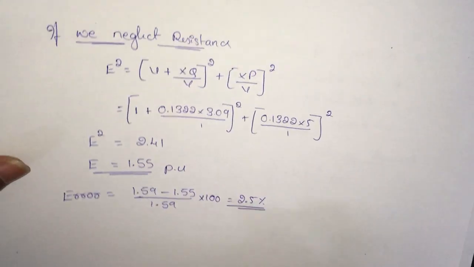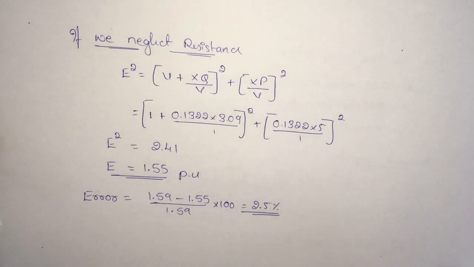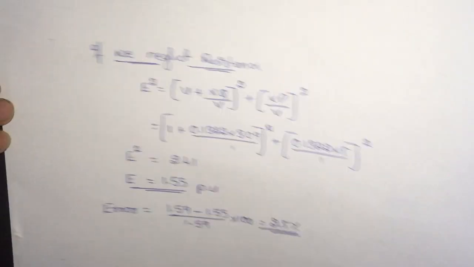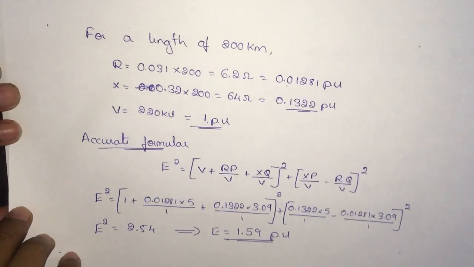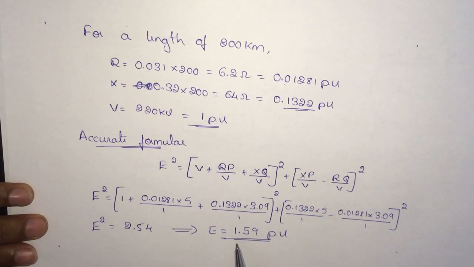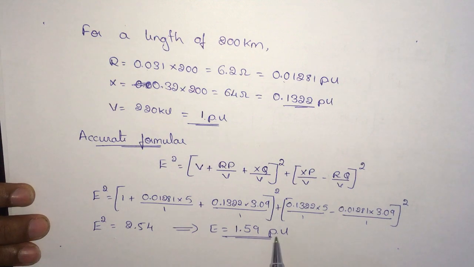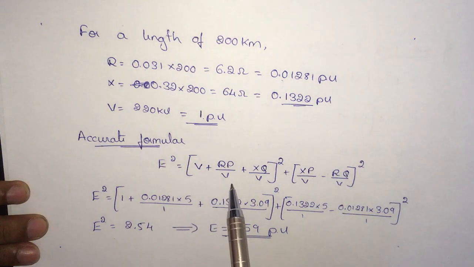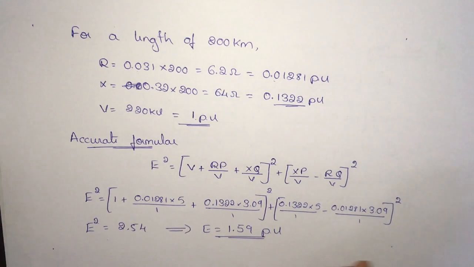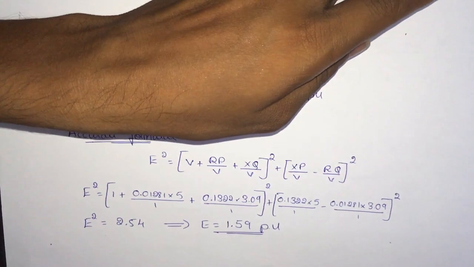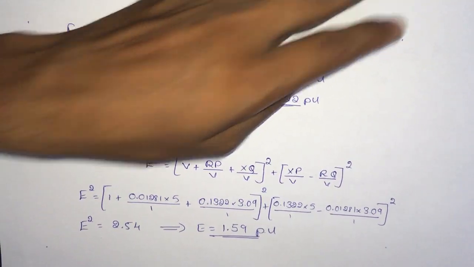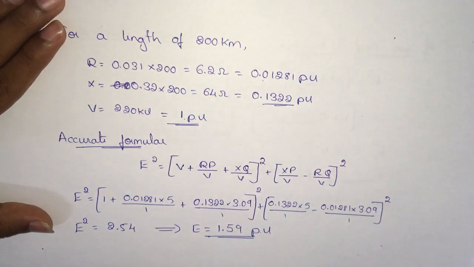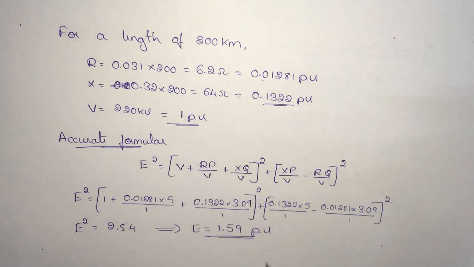Percentage error is 2.5% for the accurate formula neglecting the resistance. And the actual sending end voltage is 1.59 per unit for the accurate formula including resistance. If we go further, this solves the problem.